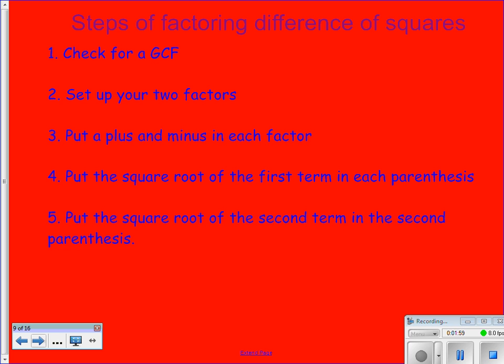The next thing you need to do is put the square root of the first term in the first spot in each parenthesis. Again, this will make more sense as we actually apply it. The next thing you need to do is put the square root of the second term in both parentheses in the second spot. Okay. So let's go ahead and try this.